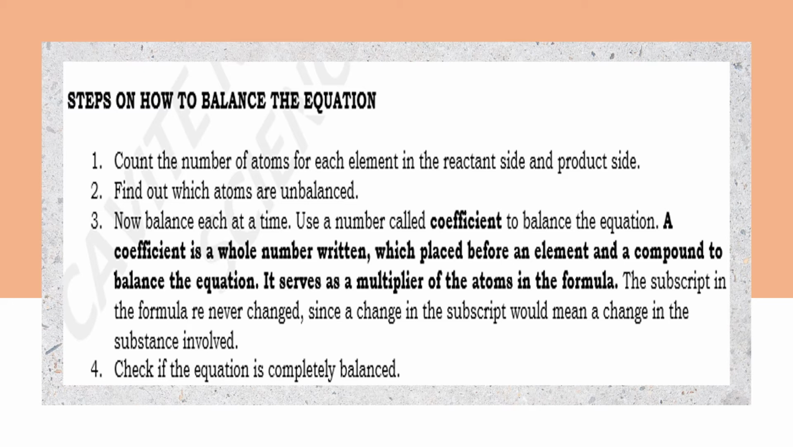Number 3, balance each one at a time. Use a number called a coefficient to balance the equation. Now, what is a coefficient? A coefficient is a whole number placed before an element or a compound to balance the equation. It serves as the multiplier of the atoms in the formula. The subscripts in the formula are never changed, since a change in the subscript would mean a change in the substance involved. And number 4, you have to check if the equation is completely balanced.